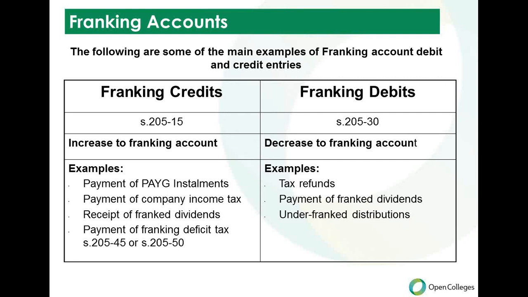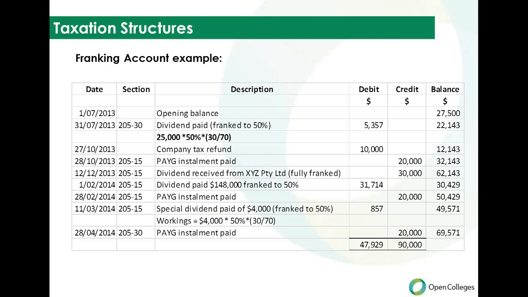So here's a simple example to highlight movements in a franking account that you need to consider when you're calculating through. Opening balance of $27,500, that's a credit balance. We then paid a dividend, which was only franked to 50%. And you'll see there we paid a $25,000 dividend, only 50% franked, so it's multiplied by 50% by 30 over 70. If it was a fully franked dividend, it would be 25,000 multiplied by 30 on 70, and that would give you the debit into your franking account. We got a company tax refund. Now remember that tax refund is a debit in your franking account.